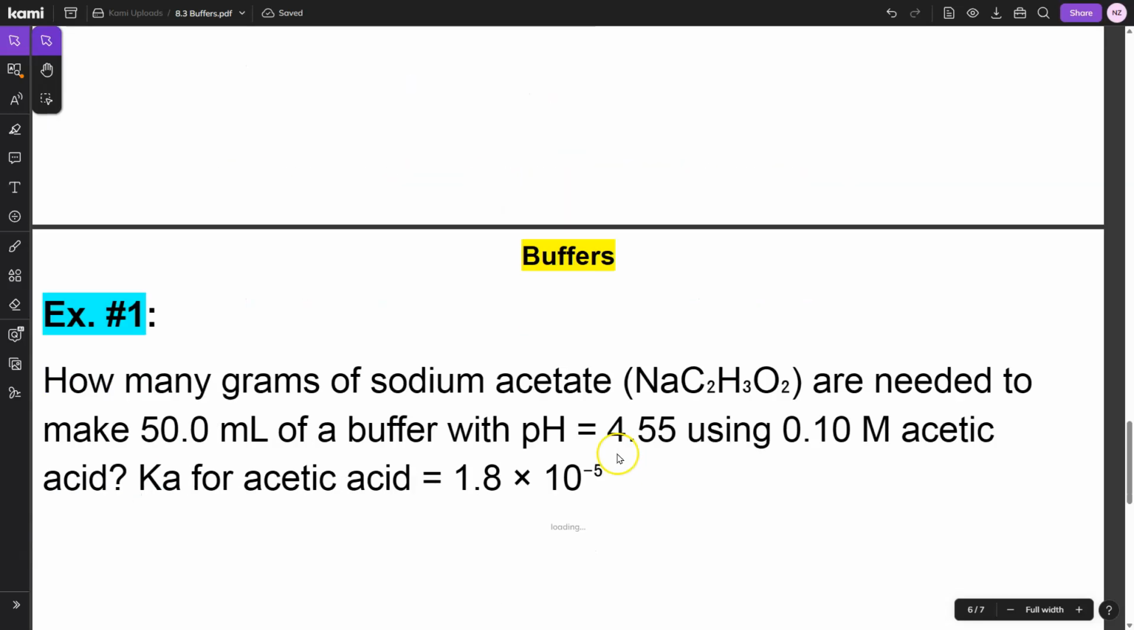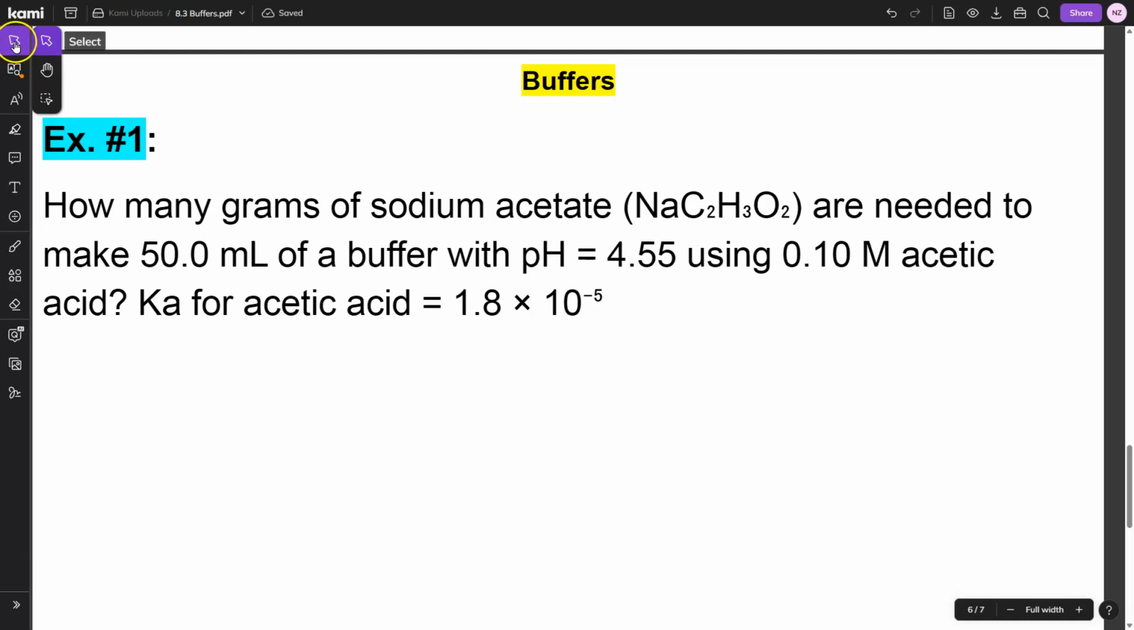Okay, so let's look at an example here. This is going to look like a lot. So it says, how many grams of sodium acetate are needed to make 50 milliliters of a buffer with pH 4.55 using 0.1 molar acetic acid, and it gives us the Ka for acetic acid.